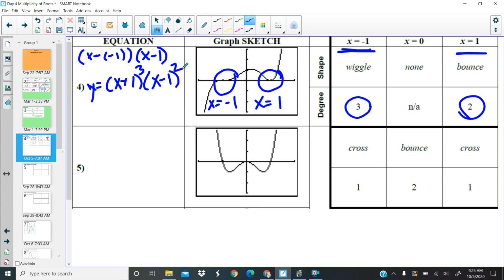Why don't you guys pause here and try to write number 5 on your own and see if you can get it. And if not, then when you unpause, I'll go over it as well.